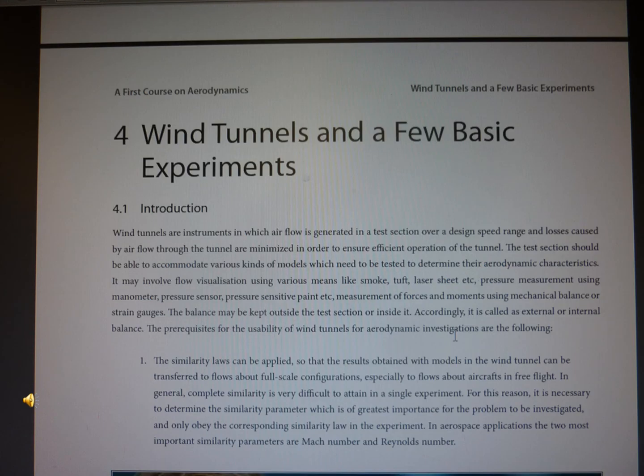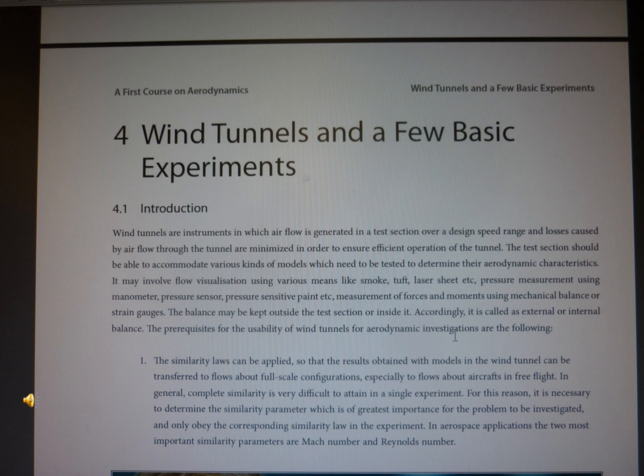And the wind dynamics and the various basic elements. So we have to utilize the wind dynamics. The wind dynamics are the instrument in which the airflow is generated in the test section over the designed speed range, and the loss of energy by the airflow through the tunnel is minimized in order to ensure efficient operation of the tunnel. The test section should be able to accommodate the various kinds of models which need to be tested to determine their aerodynamic characteristics.